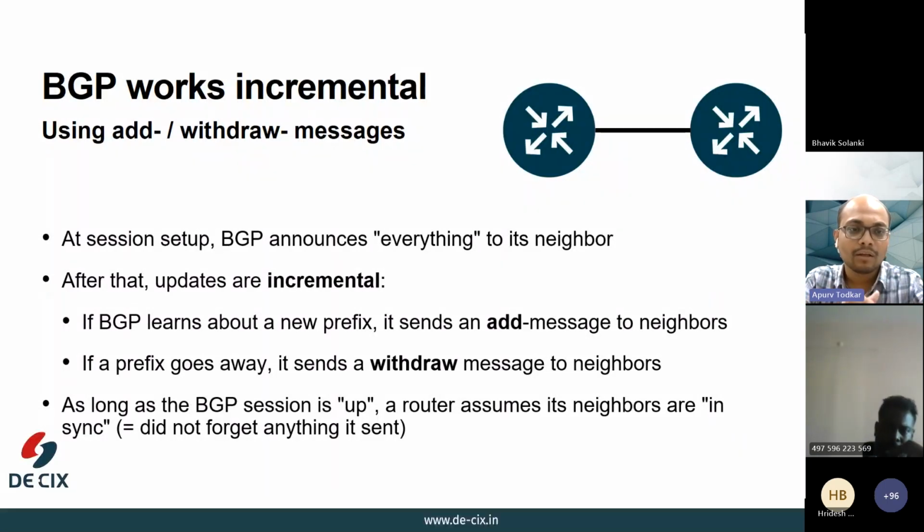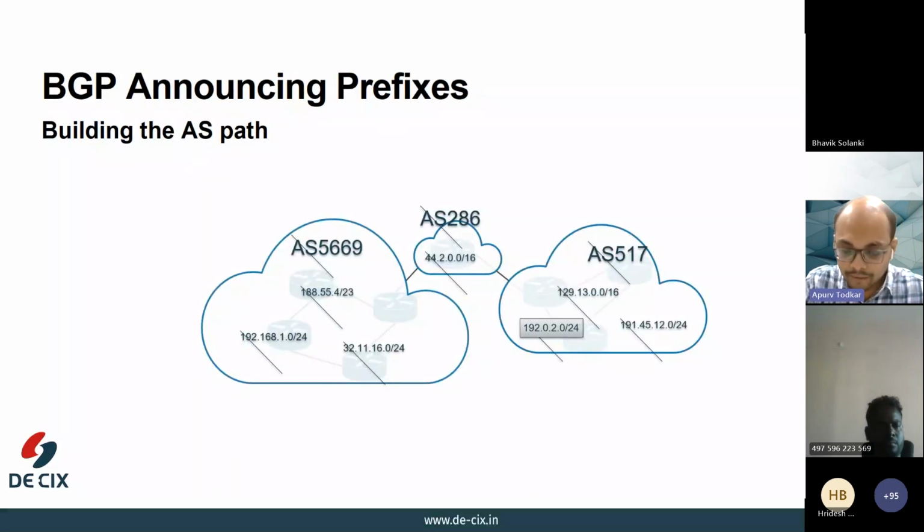So it functions pretty well. So this incremental update feature actually helps keep the traffic low and the CPU load also low on the receiving router as well. So let's go back to the autonomous system path.